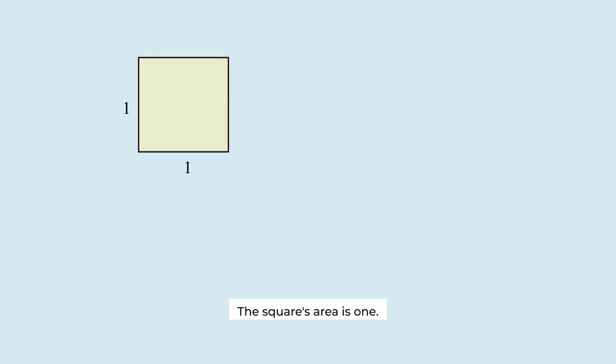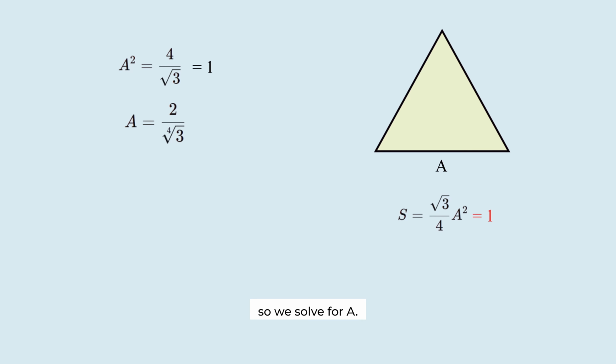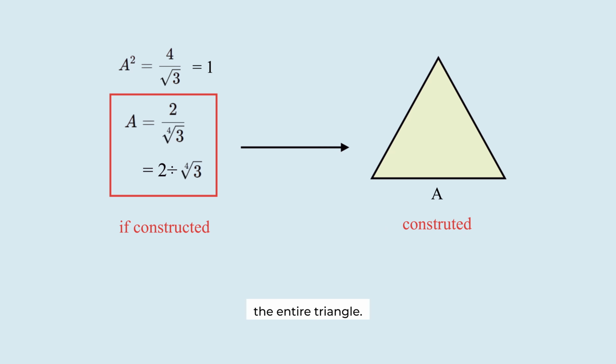Why? The square's area is 1. Here's the area formula for an equilateral triangle. We want this area to equal 1, so we solve for a. Now look at the number a. It's simply 2 divided by the fourth root of 3. The formula includes a fourth root in the denominator. If we can construct this length, then we can construct the entire triangle.